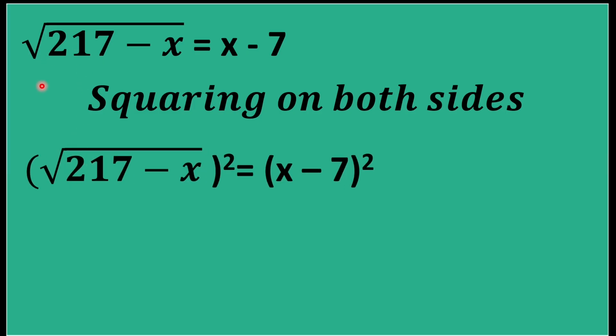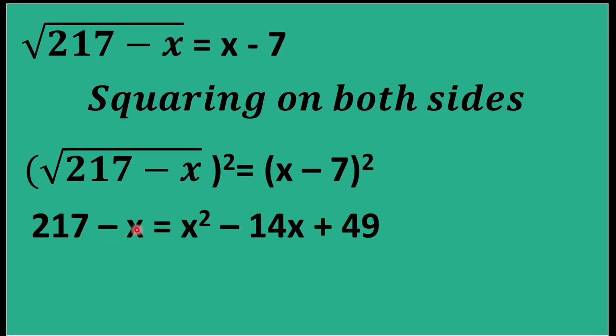So (square root of 217 minus x) all squared equals (x minus 7) all squared. The square will cancel the square root, and here we will use the (a minus b) all squared formula. So overall the equation will become 217 minus x equals, here (a minus b) whole squared equals a squared minus 2ab, basically minus 2ab.